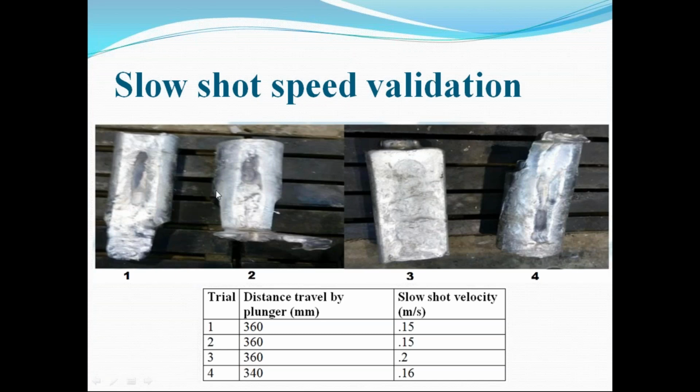So I can say that 2, 3 and 4 are all very good products with minimum amount of blowhole. But the best one here has slow shot velocity of 0.2. The third one is 0.2 meter per second with distance traveled by the plunger of 300. This is not 360, that was wrong. This is 300. So this is the third trial, the best one, where the blowhole problem is minimum.